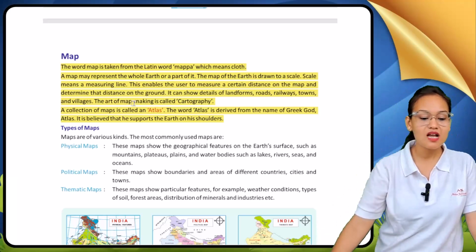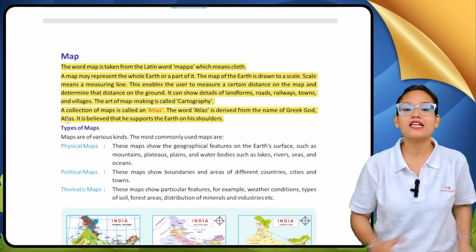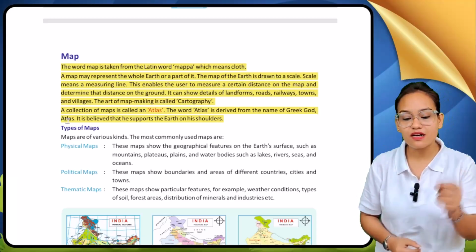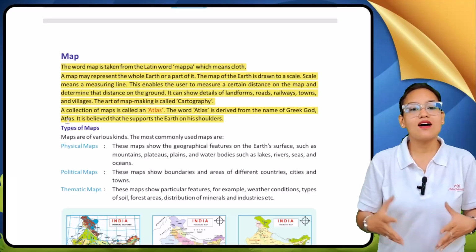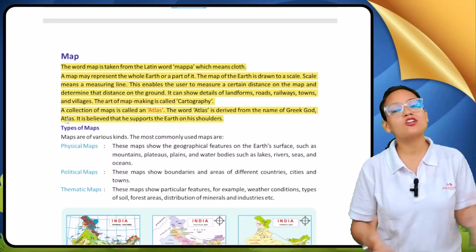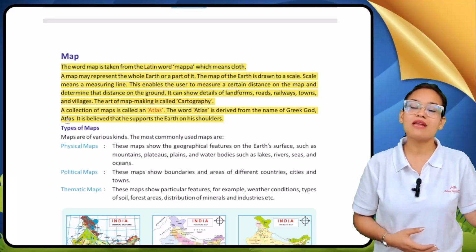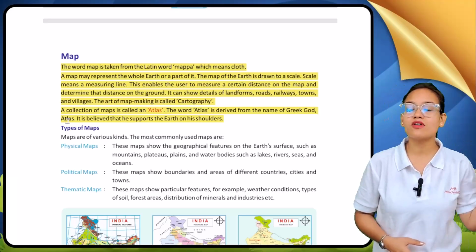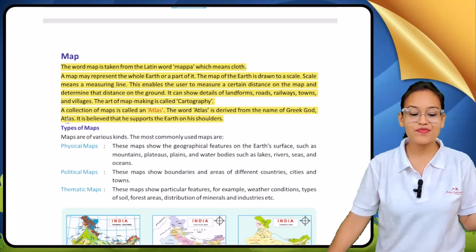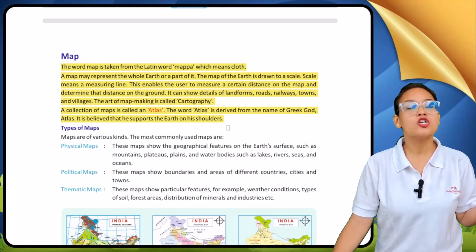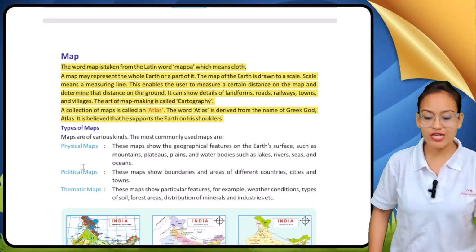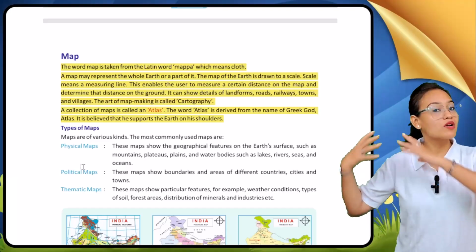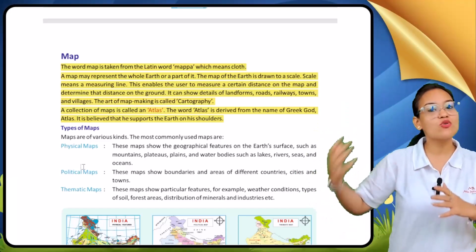As you all know, what is the meaning of atlas? A collection of maps is called an atlas. The word atlas is derived from the Greek god Atlas. See, all the words are taken from some kind of mythology. Like map is taken from the Latin word mappa, which means cloth, and Atlas is taken from the name of the Greek god Atlas. It is believed that he supports the earth on his shoulders. According to Greek mythology, the god Atlas supports the earth by carrying it on his shoulders.